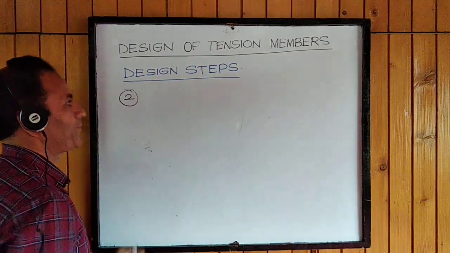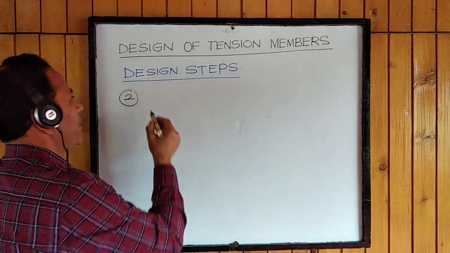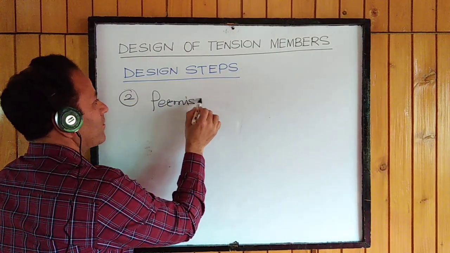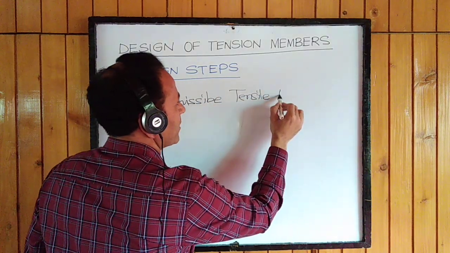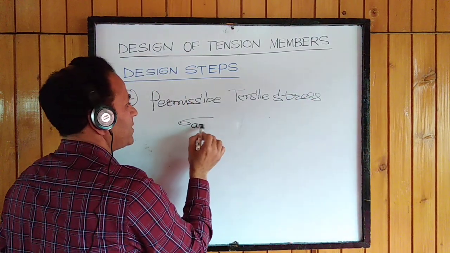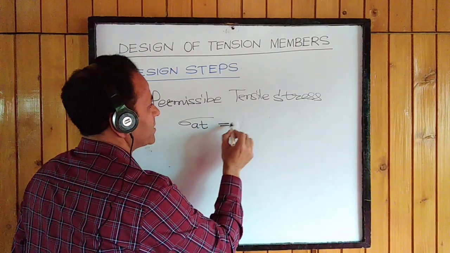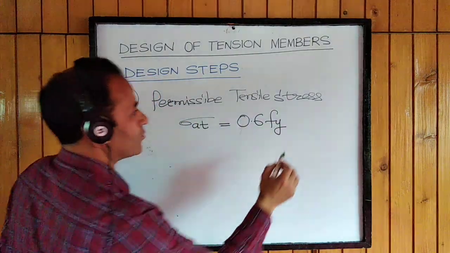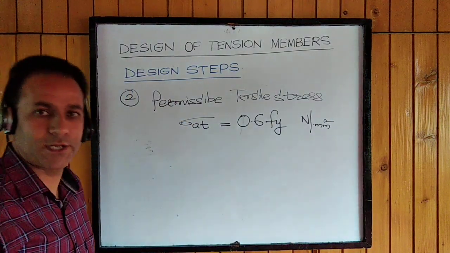Then the second step. Fy is provided or taken by us, assumed by us. We can calculate the permissible tensile stress in the member, that is sigma AT. Sigma AT is 60% of the yield stress. So we know this value in Newton per mm square. Okay, this is the second step.